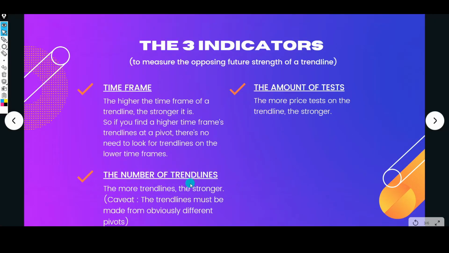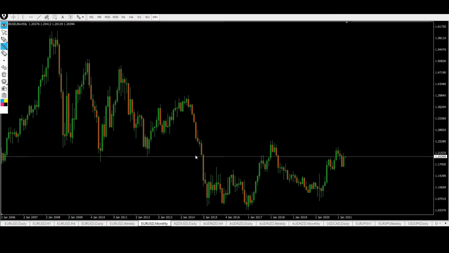The number of trend lines. So the more trend lines, the stronger. And the caveat is the trend lines must be made from obviously different pivots. In this case, we had this trend line from this pivot to this pivot that's coming in contact with that pivot in question. And like we did earlier, we found that there are no other trend lines from obviously different pivots that come in contact with this pivot in question. So again, it's important to remember that caveat that the trend lines must be drawn from obviously different pivots.